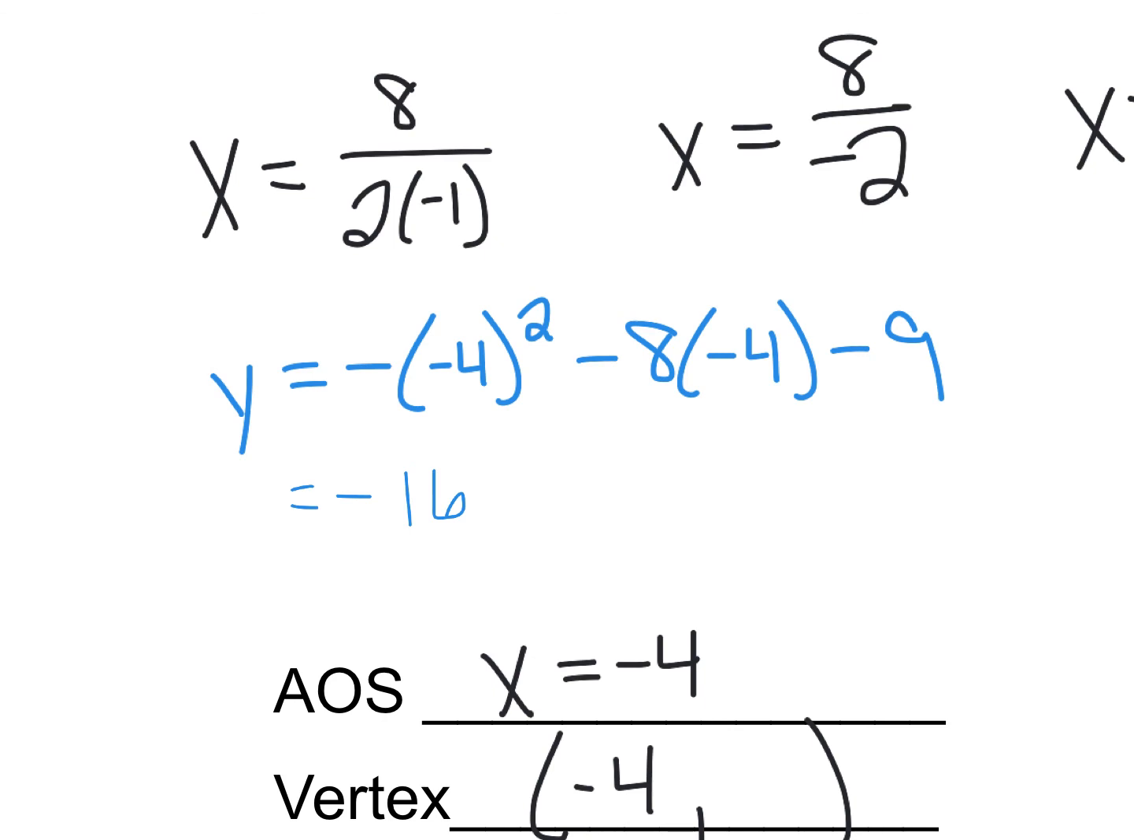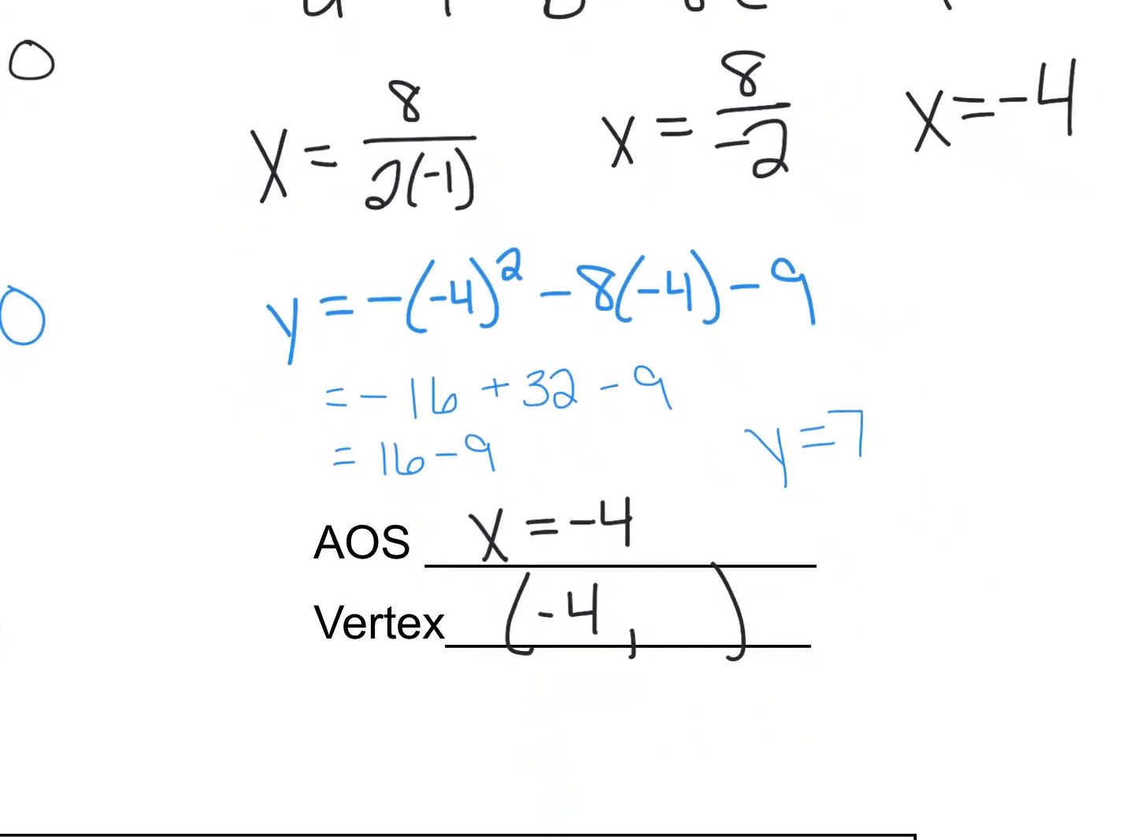That was tricky. Then I have negative 8 and negative 4. A negative times a negative will give me a positive, and that 8 times 4 is 32. Then I have minus 9, so I'm just going to keep that for now. Next up is doing negative 16 plus 32, which very nicely gives us a positive 16. And then we still have that minus 9, so for my very last step, I'm going to do 16 minus 9, which gives me 7. Okay, so let's go ahead and write that in our vertex right here.